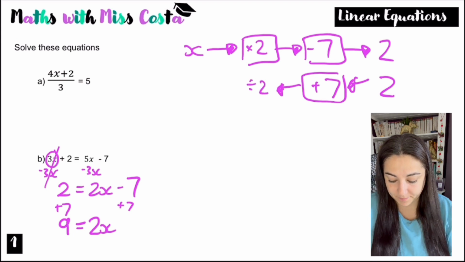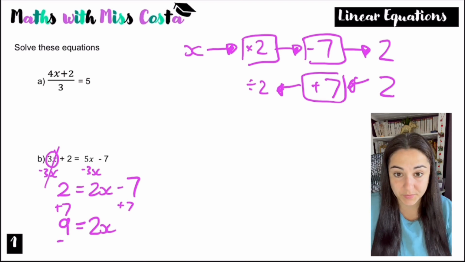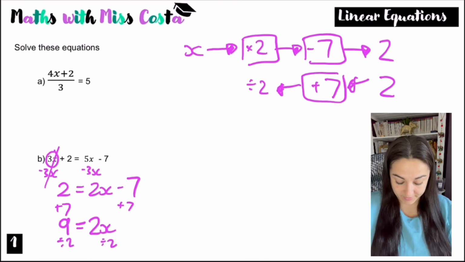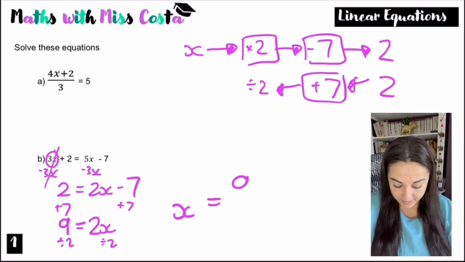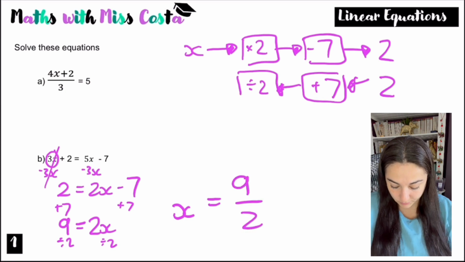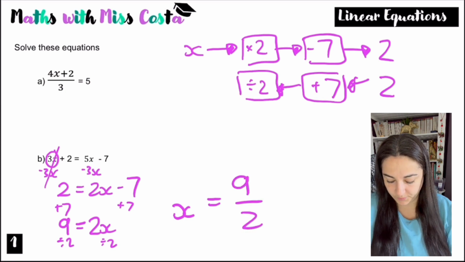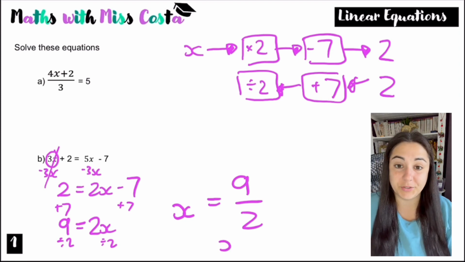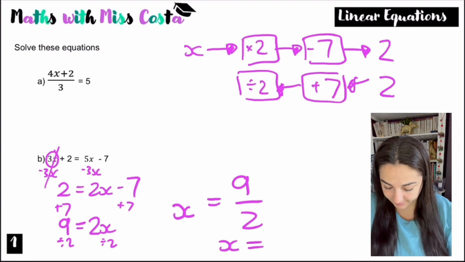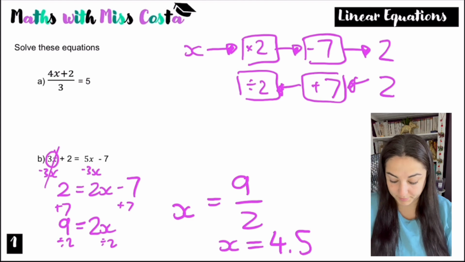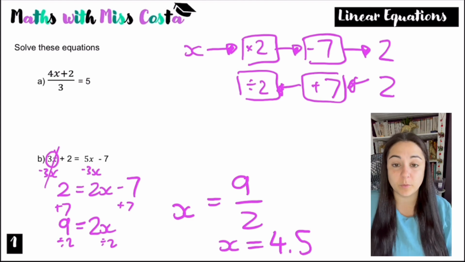What would the next step be? Well, I have to do the inverse. The inverse of multiplying by 2 is dividing by 2. So I divide both sides by 2, and I'm left with x equals 9 over 2. Now, you can leave that as a decimal if you like, because hopefully most of us can do 9 divided by 2 in our heads, but you can also leave it in fraction form unless it's specified that you need to leave it as a decimal.